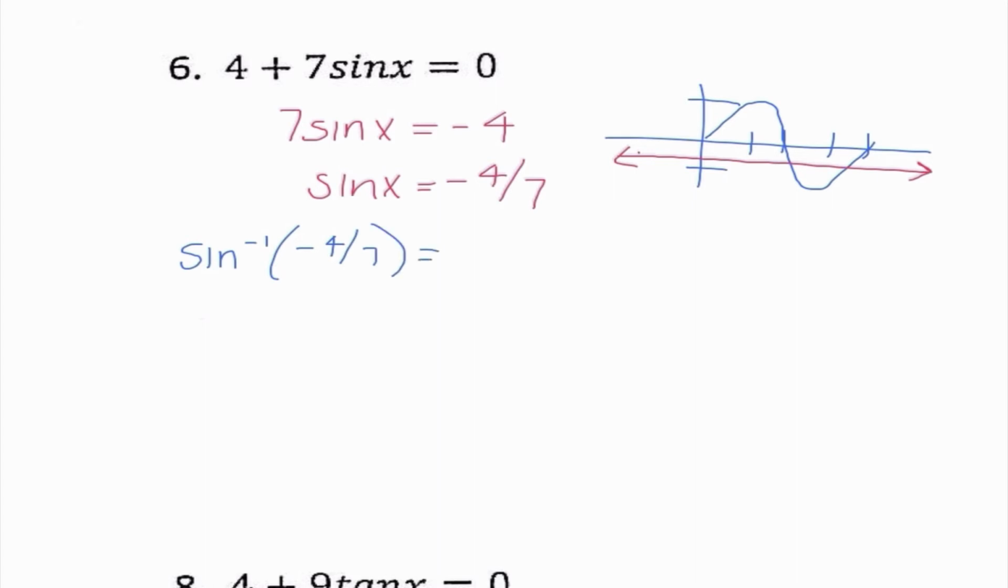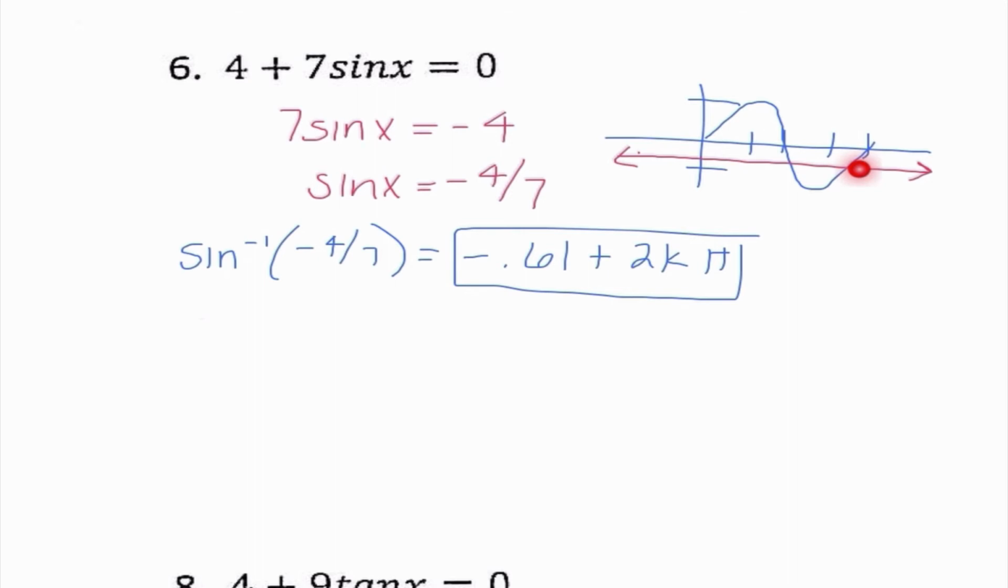And something kind of weird happens here, because when I put this in my calculator, I get negative 0.61 as my first answer. Okay, and looking at where I've graphed this, neither of these 2 points is negative 0.61. However, if I continued going this way, this point right here is actually negative 0.61.